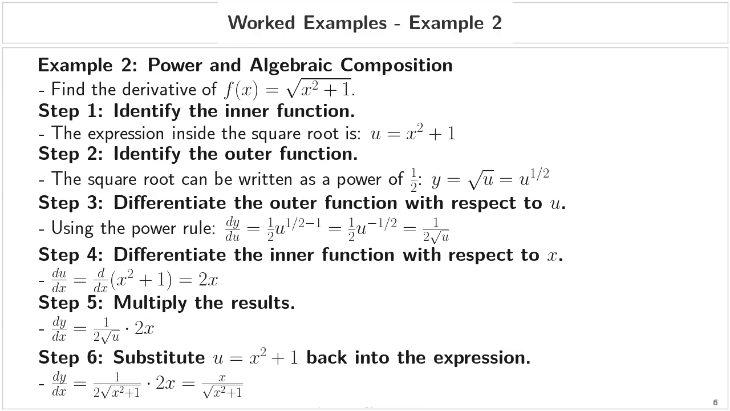Finally, in step 6, we must substitute the original expression for u back into our equation to ensure our final answer is in terms of x by replacing u with x squared plus 1. The 2 in the numerator and the 2 in the denominator cancel each other out. This leaves us with our final result, x divided by the square root of x squared plus 1.